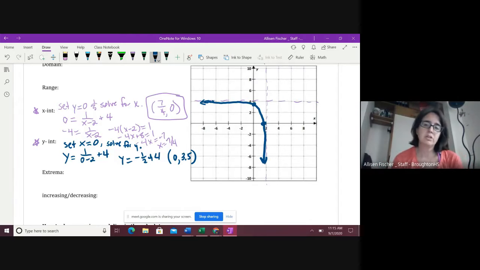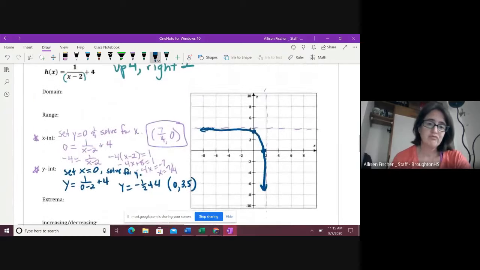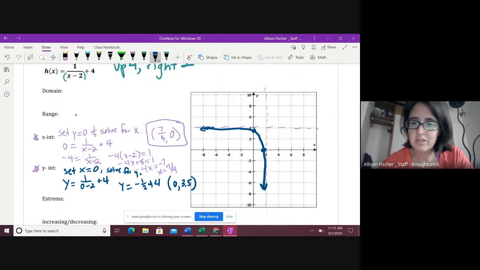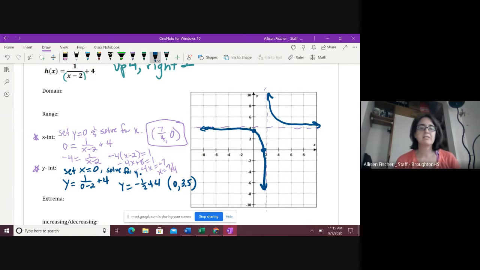So we know pretty much where that little swoop is. The other swoop we don't know because there's no intercepts over there. So I'm just going to try to mirror what I just saw because it should be symmetrical. So I'm just going to do my best guesstimate over on that other side. So once you've got your little sketch in there, you should be able to answer domain and range and extrema and increasing, decreasing, things like that.